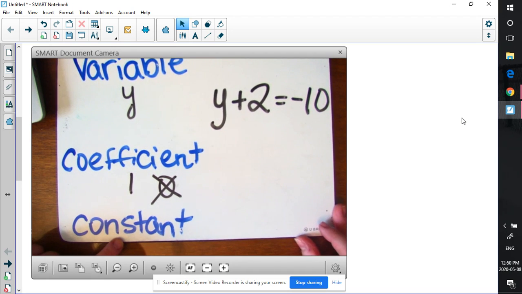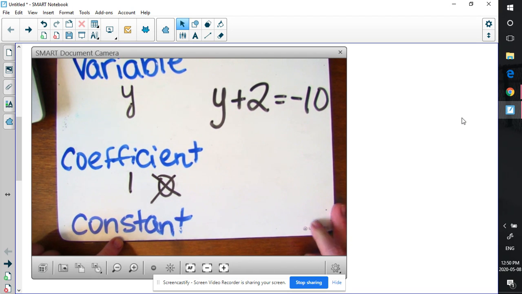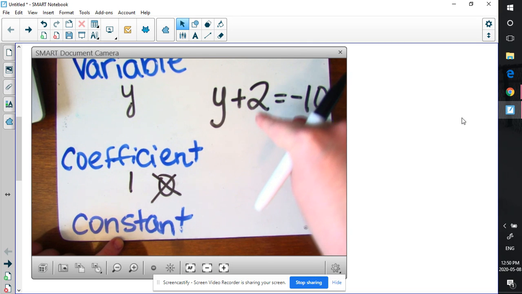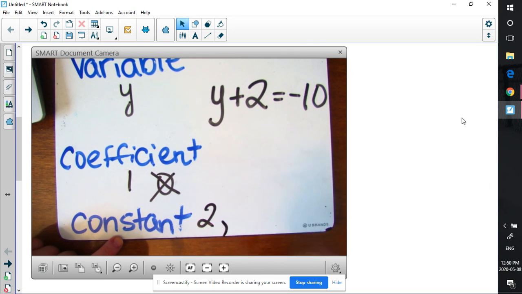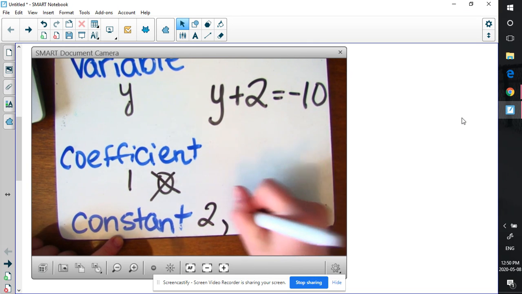Then the constant, there can be more than one constant, and there is in this example. There's a 2 and there's a negative 10.